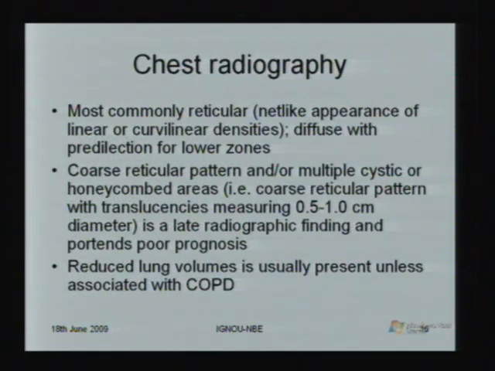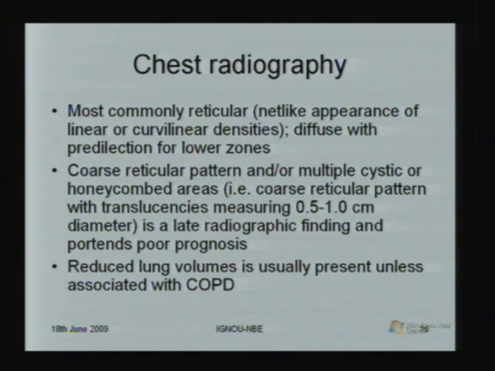Chest radiography. Most commonly, reticular shadows or net-like appearance of linear or curvilinear densities, which happen to be diffuse and have a predilection for the lower zones, are seen on a chest X-ray. A coarse reticular pattern and or multiple cystic or honeycombed areas, that is coarse reticular pattern with translucencies measuring half to 1 centimeter in diameter, is a late radiographic finding and portends a very poor prognosis.